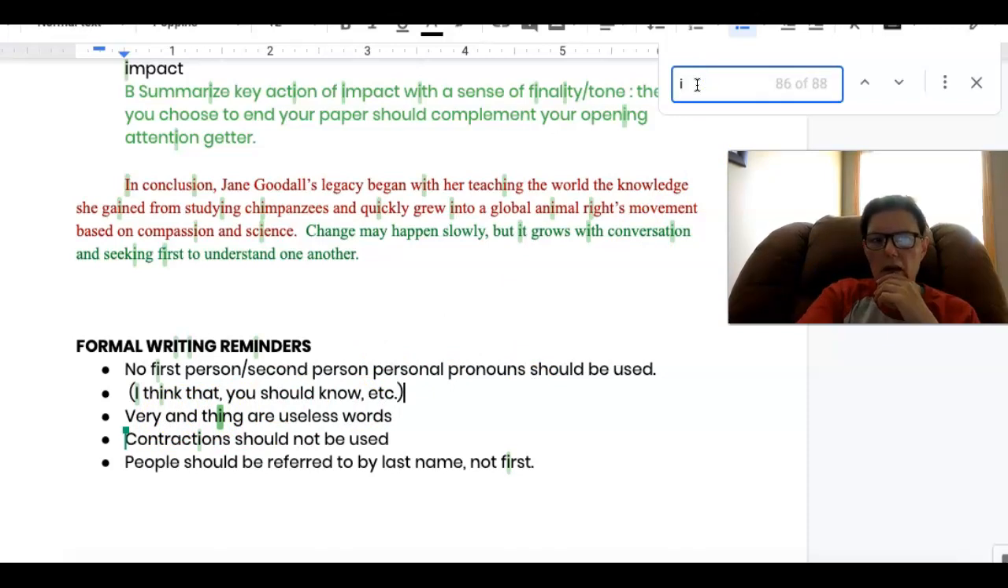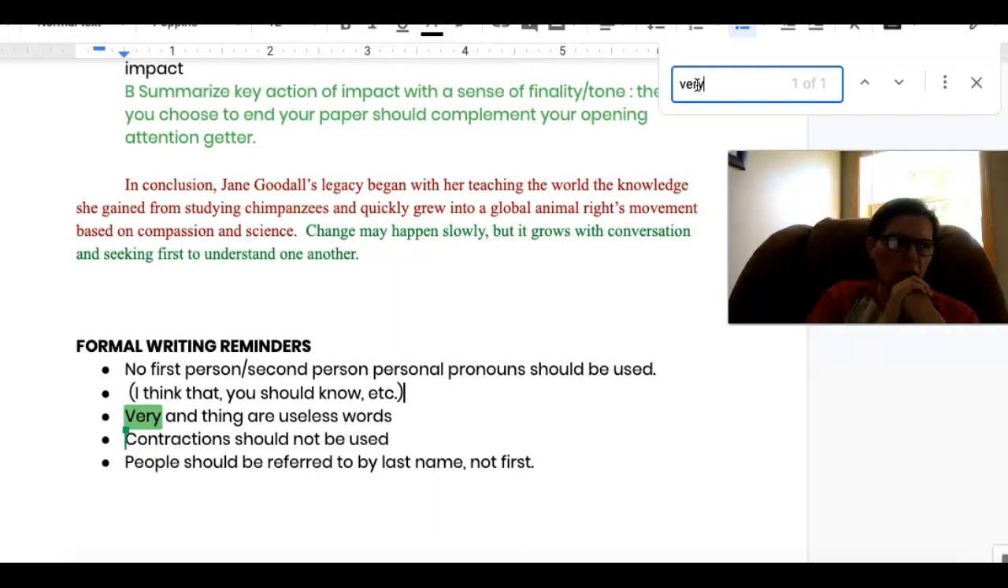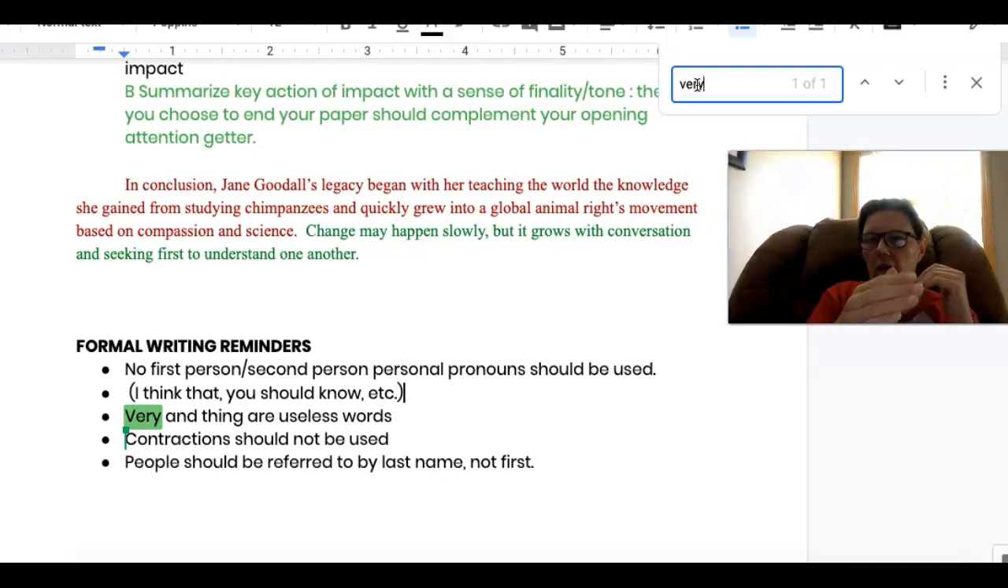I would do it. Command F is how I pulled that up. I would type in the word "very." Now the problem with the word "very" is if you're very smart, then brilliant. If you're very... I can't even think of an example right now, but you know what I mean? A "very" in front of any adjective, there's a better word for it. "Thing" is also a useless word. I don't think you should be using it in high school academic writing.